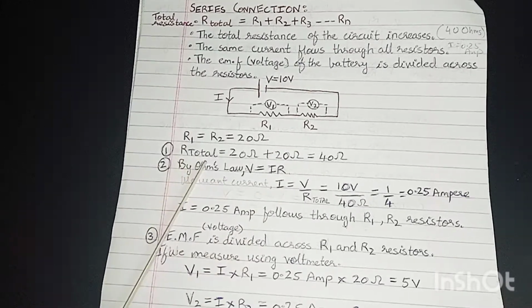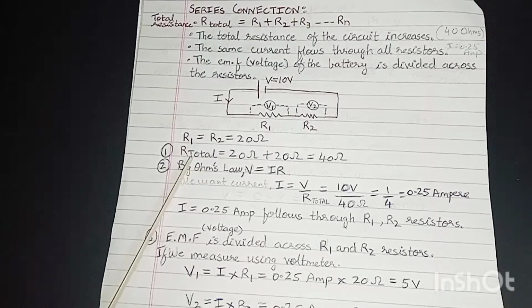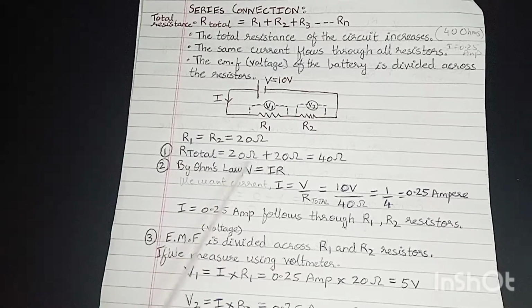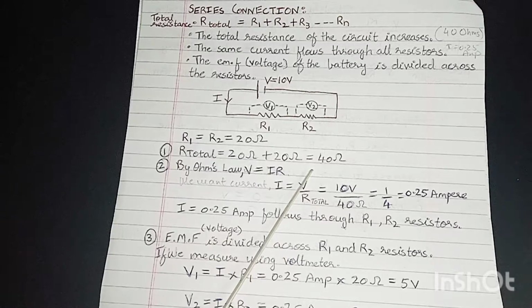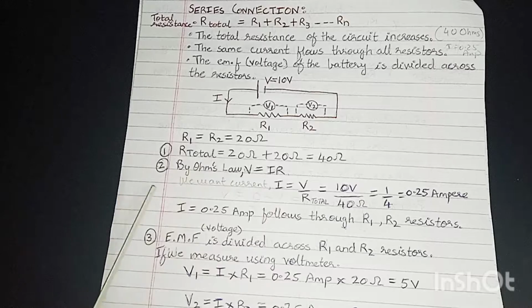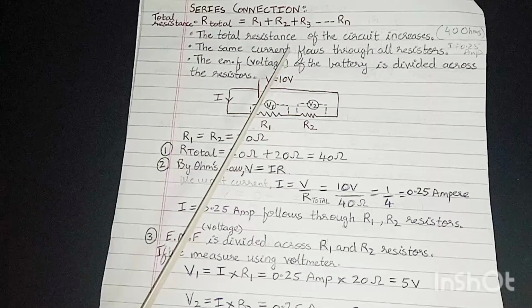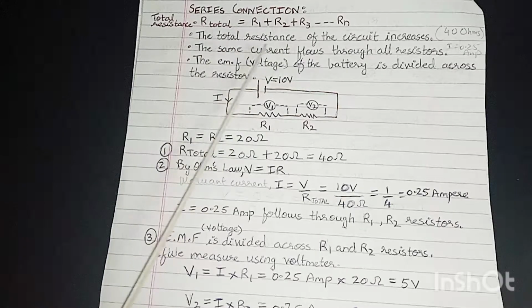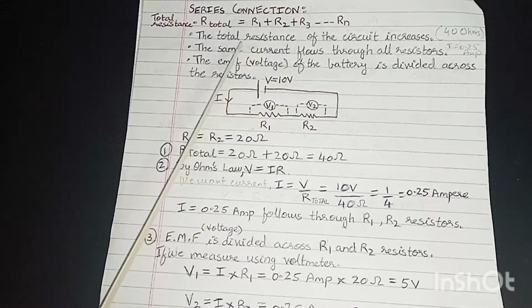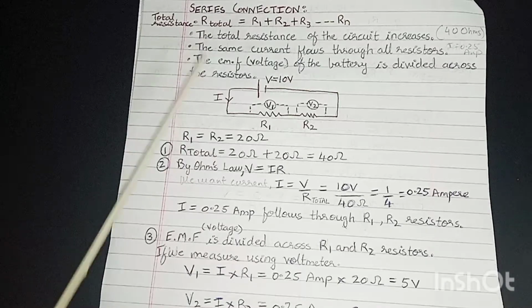Okay, so R total will be the summation of R1 plus R2. So R total would be 20 ohm plus 20 ohm, which will give you R total 40 ohm. Now the first condition, you can see we have successfully studied: the total resistance of the circuit increases. Okay, now coming to the second part.